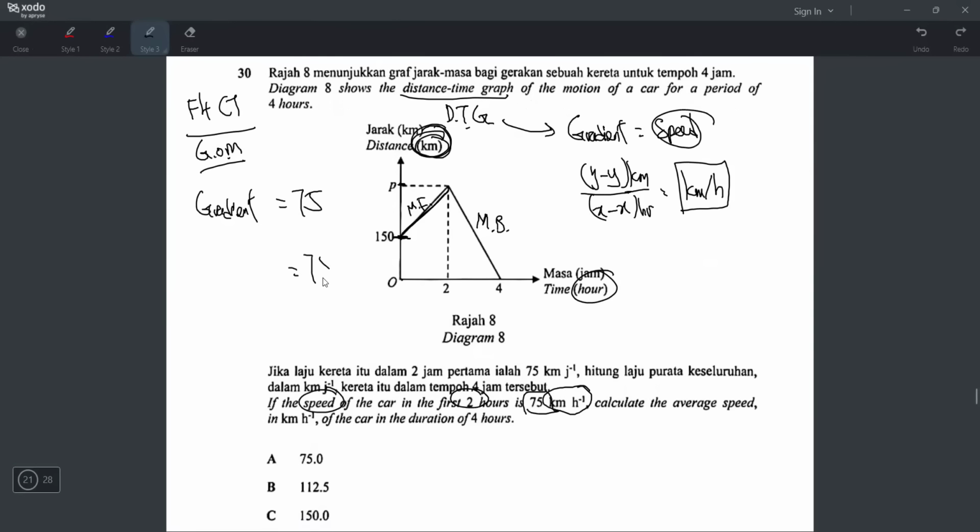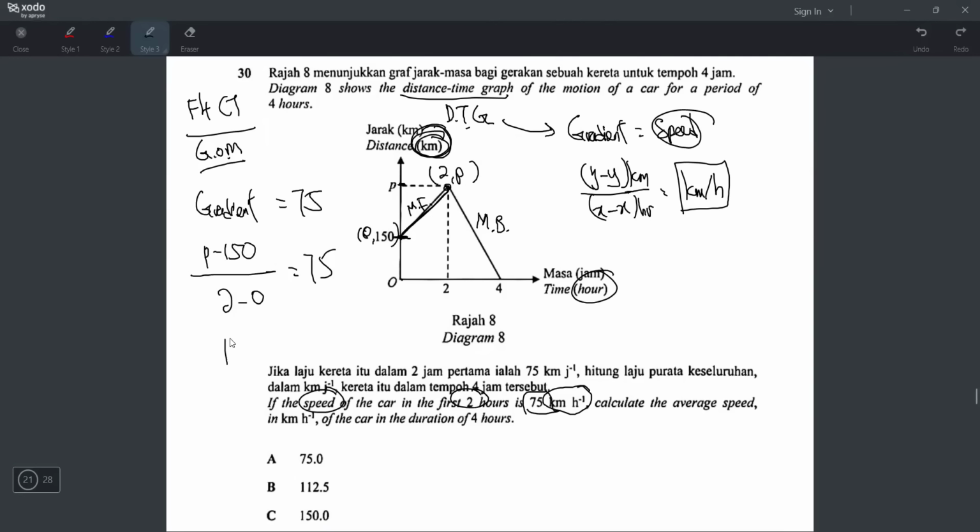But there are two lines, and I need to find which line. The first 2 hours, of course, is talking about this line. So you're finding the gradient of this line, which equals 75. The formula is y minus y over x minus x. Let's write down the coordinates of this point: (2, P), and the other is (0, 150). We don't have any issue with the unit, because it is already km/h. So just take y minus y, P minus 150, over x minus x, 2 minus 0.